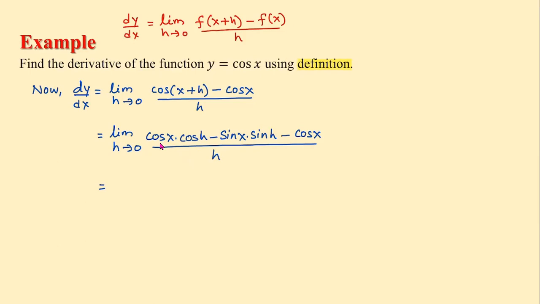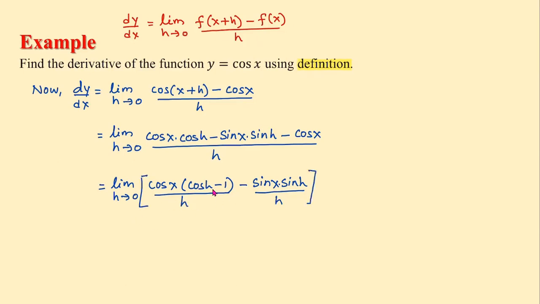Now in the numerator, from the first and the third term, I'm going to factor out cosine x. So limit as h approaches 0, cosine x common in the first and the third term. So we get cosine h minus 1. And then minus we have sine x times sine h. And this denominator is for everything. Now I'm going to separate the denominator. So we can separate the denominator like this.